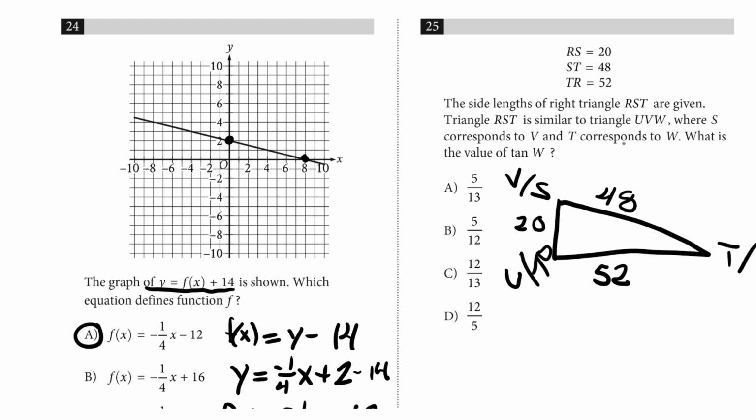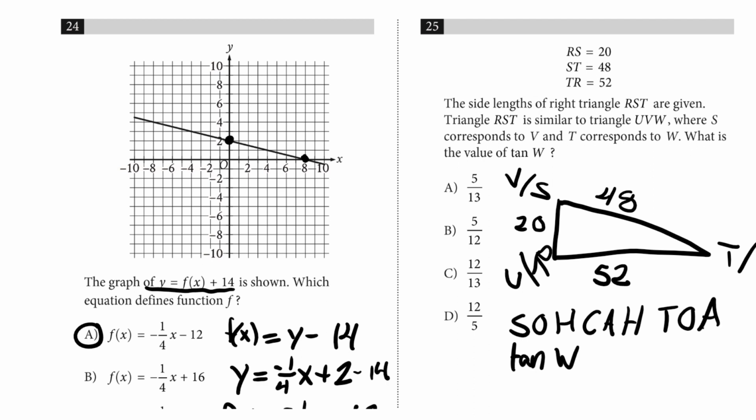If we write out SOHCAHTOA, we know that tangent of W will be opposite over adjacent. The opposite side is 20 and the adjacent side is 52. So we will get 20 over 52. And we can simplify them by dividing by 4 to get 5 over 13.